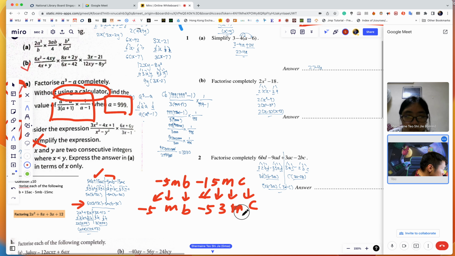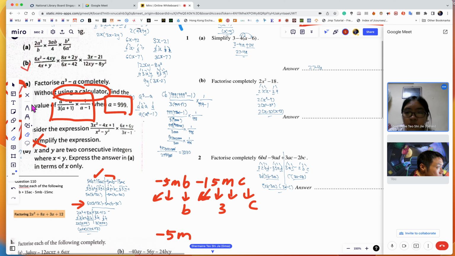Look closely. So let me just write clearly. Your minus 5 here already takes care of the minus sign here. So what I'm trying to show is you have the minus 5 common, you have the m common. So what is left? The b. So you have the minus 5m taken out, right? If you use an eraser, you just erase the minus 5m, minus 5m. So can you see that you have b plus 3c left?